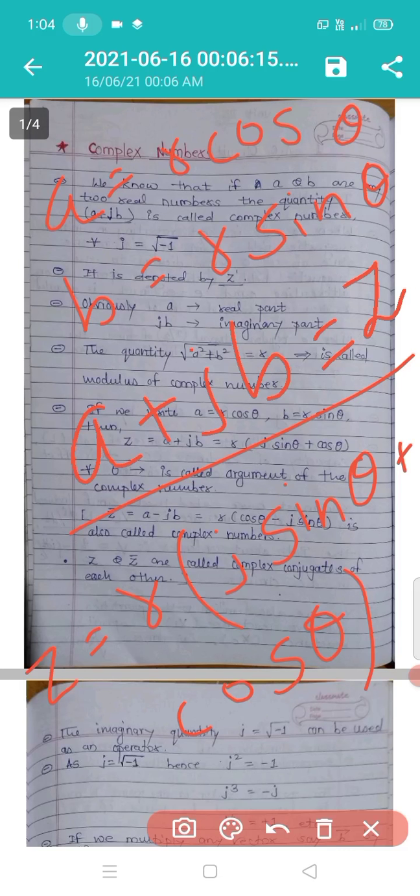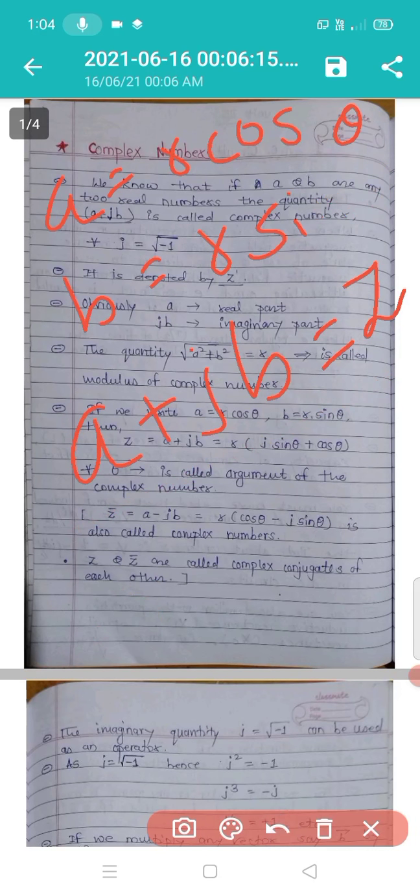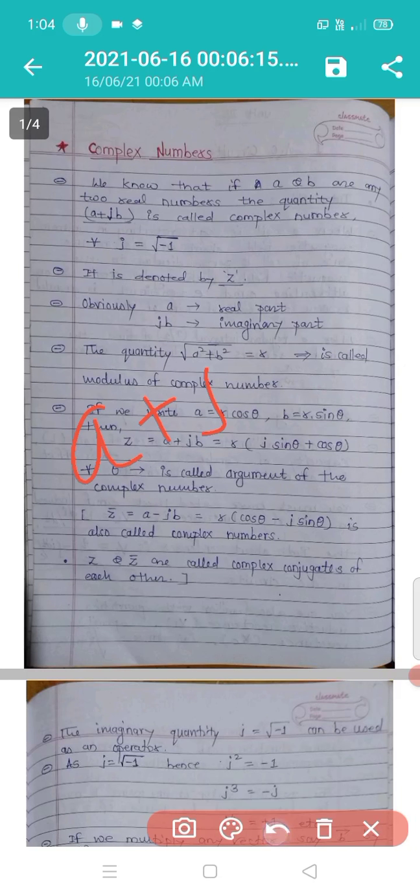Then if we write z bar equal to a minus jb, then z and z bar are the complex conjugates of each other. Okay, understood? You have to understand it properly because it is an important part regarding your examination on complex numbers.